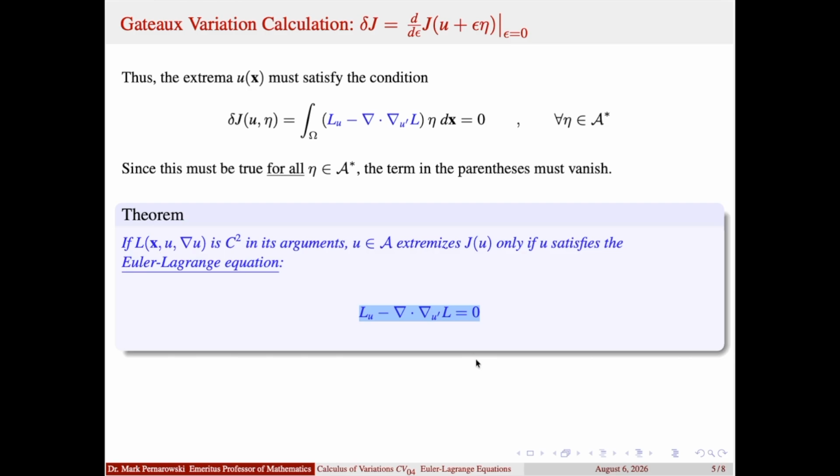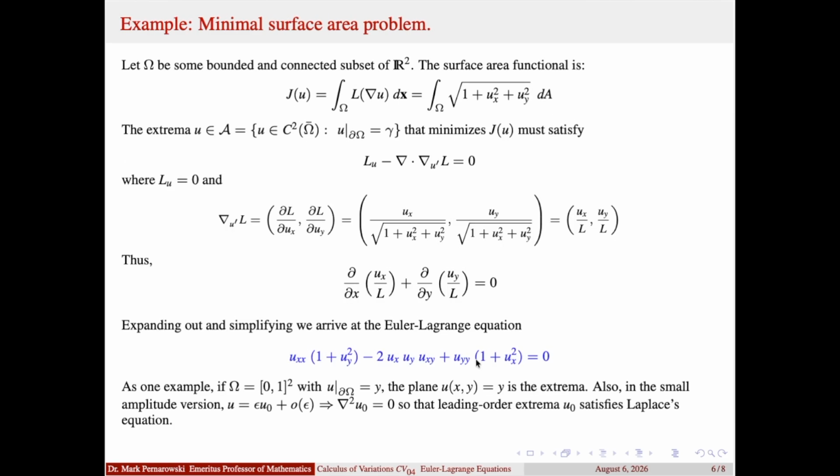Let's see how that works. I'm going to try to use this now. One slide, minimal surface area problem. This is quite dense. So we have the same setup for a surface area functional. If you know the u, and we're going to do this in R2, make it very simple, so I can picture this.